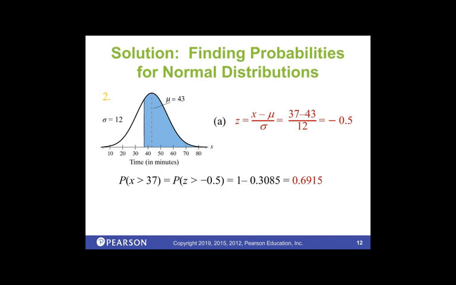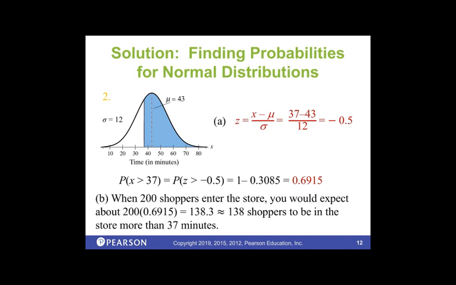And then if 200 shoppers enter, the probability that they spend more than 37 minutes, we're going to say 70% of 200 is what? About 140? 138 shoppers would be in there for more than 37 minutes.